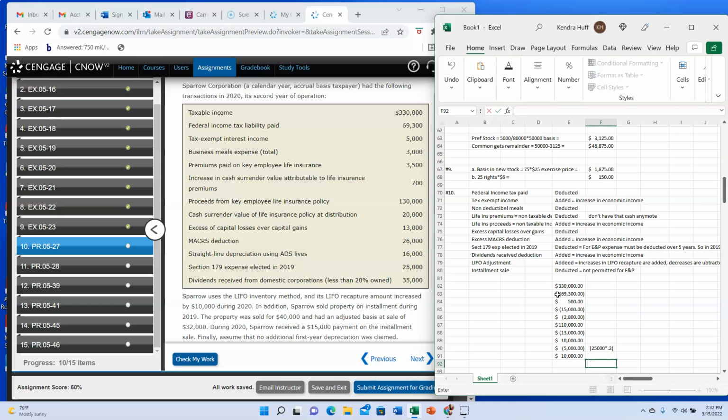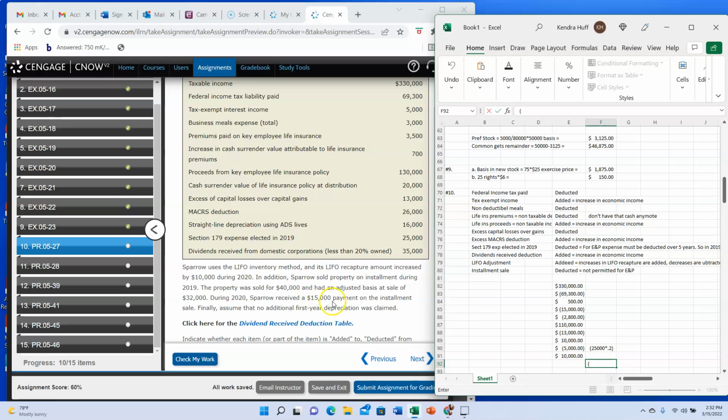The installment sale gain is $15,000 payment on the installment sale. So it's the $40 what they sold it for minus the 32 basis. That was the $8,000 gain. Divided by the 40, that you're finding the gross profit rate. And then that is times the money received of $15,000.